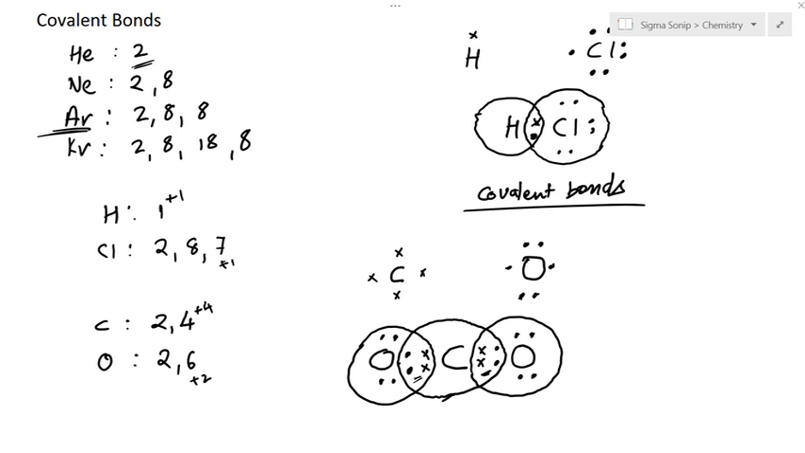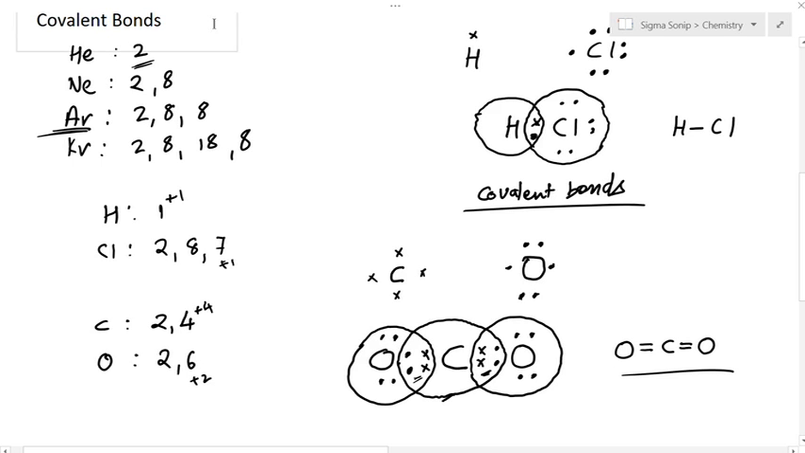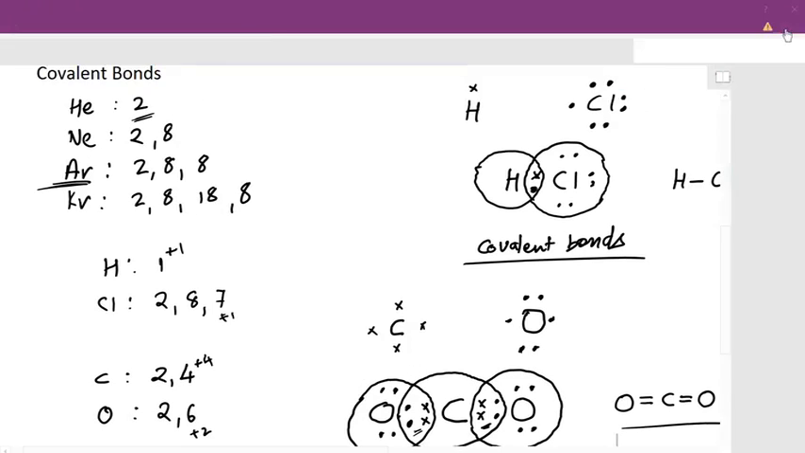Now drawing electron dot diagrams like this is a bit cumbersome, so the convention that we follow to show covalent bonds is by showing sticks. So one stick is one pair of shared electrons. So here we can show HCl as H-Cl. For carbon dioxide, we have 2 bonds with one oxygen, so we have 2 sticks here, and 2 bonds with the other oxygen, so we have 2 sticks here. That's your carbon dioxide. Now let's look at the properties of covalent substances.